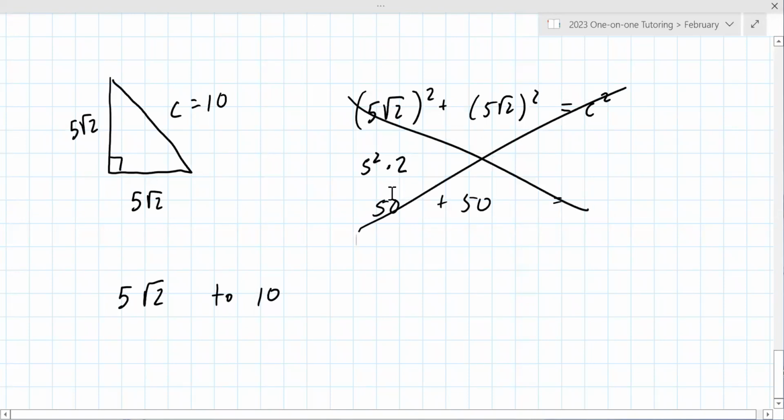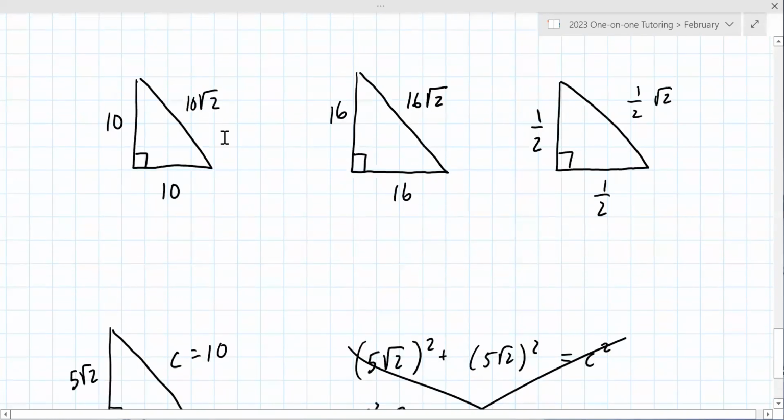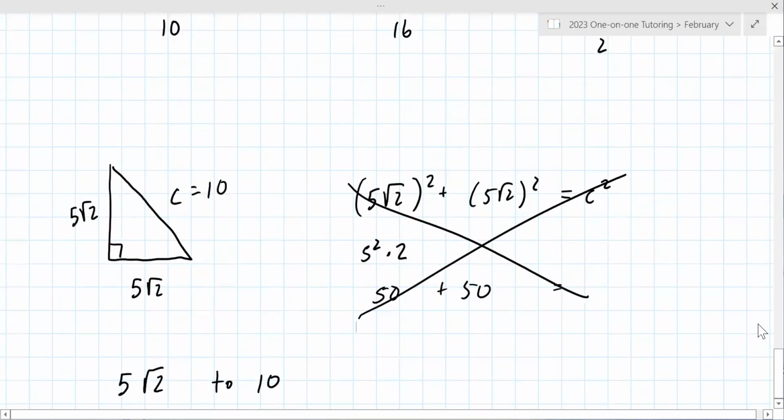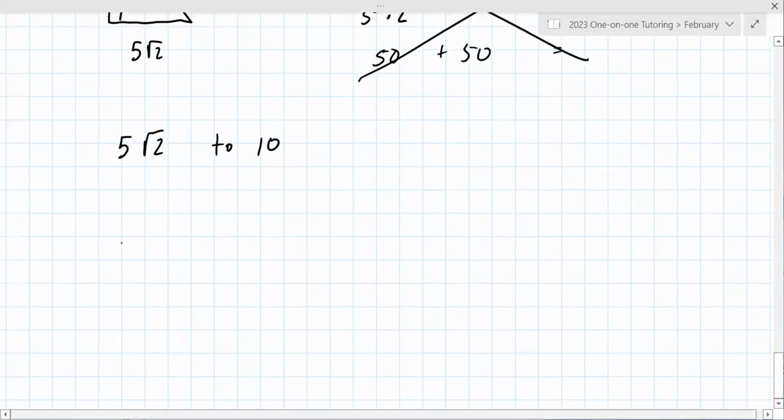How do you go from 5 square root 2 to 10? The answer is the same thing you did here. You multiply by the square root of 2. Okay, so let's look at that. Is 5 square root of 2 times the square root of 2 equal to 10?